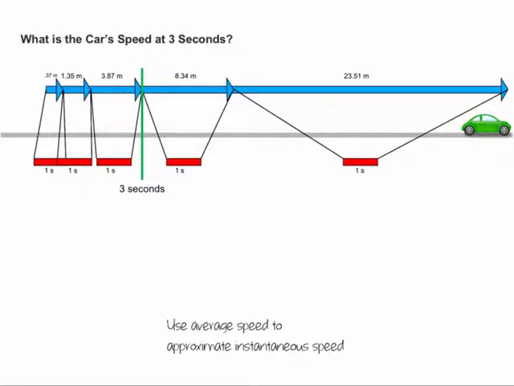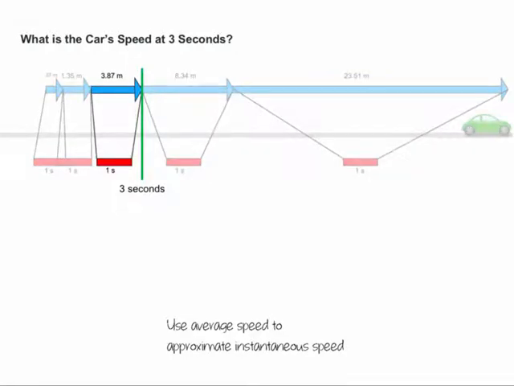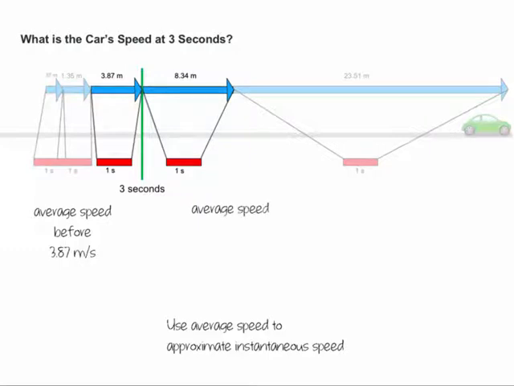To start, we can find the car's average speed over the interval right before the 3-second mark. Using this interval, we can find the average speed immediately before the 3-second mark as 3.87 meters per 1 second. This speed, 3.87 meters per second, is an approximation of the speed at the 3-second mark. Then we can also find the average speed right after the 3-second mark. Using this interval, we can find the average speed immediately after the 3-second mark as 8.34 meters per second.